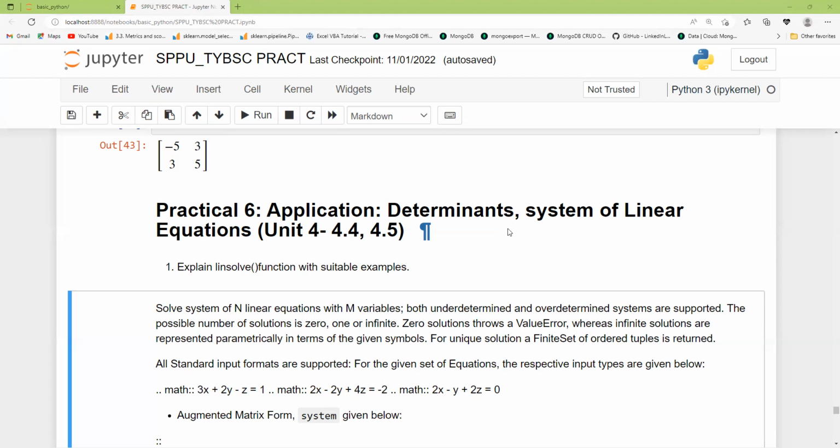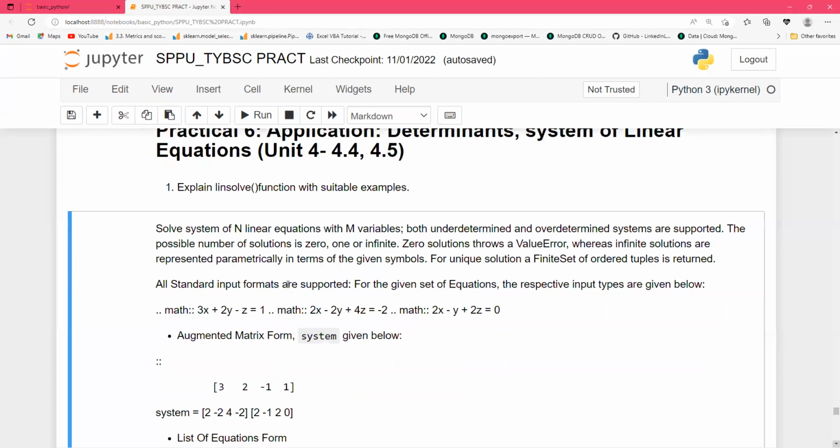Okay, so this is the introduction guys, and this practical of the third year is based on unit 4. In this unit there are points 4.4 and 4.5. These are the 2 points, and on these 2 points we will see this practical. So let us take the first question, guys. Explain the linsolve function with a suitable example.